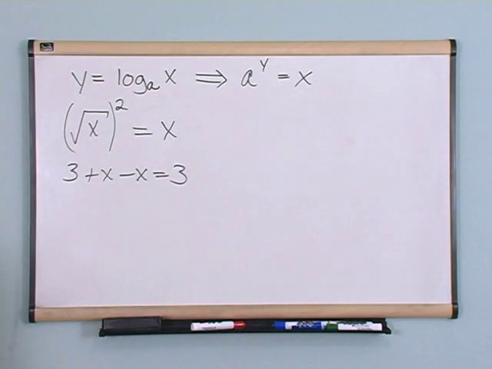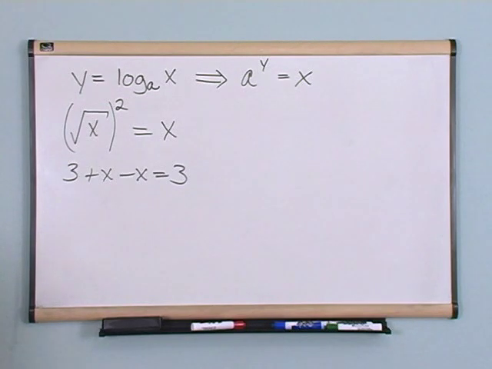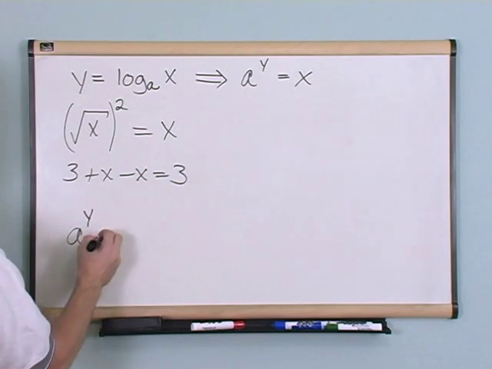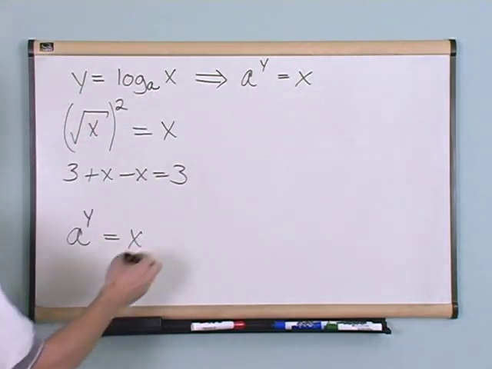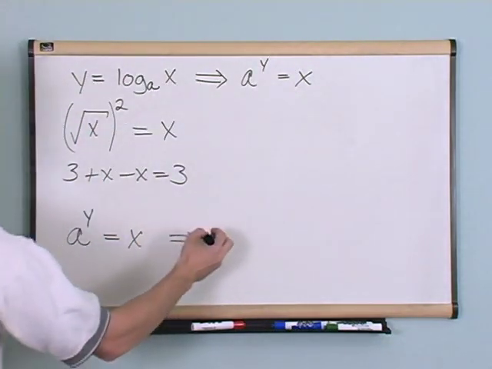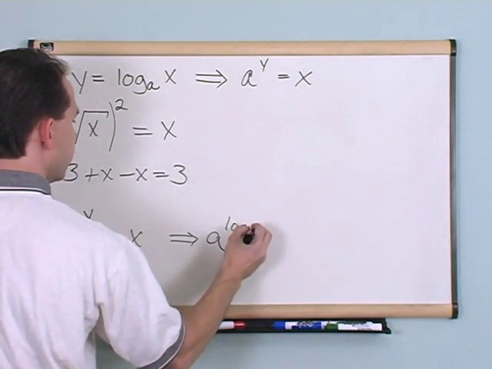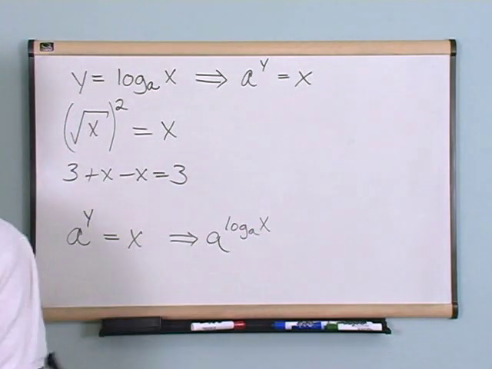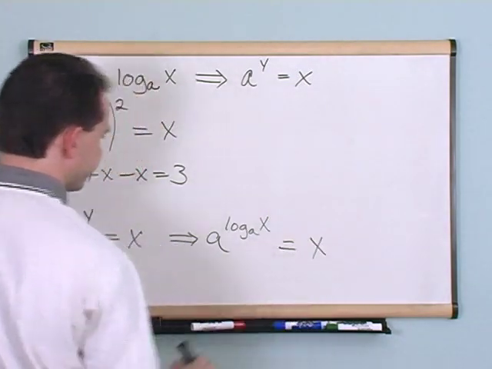I'm going to give you another example based on the fact that log and exponential are opposites of each other. If you have a to the y equals x, which is what we had here, I just told you that that was sort of how it's related to the logarithm. Then if you think about it, a to the y, which is this, log of the base a of the quantity x, all that you're going to get back from this is x.